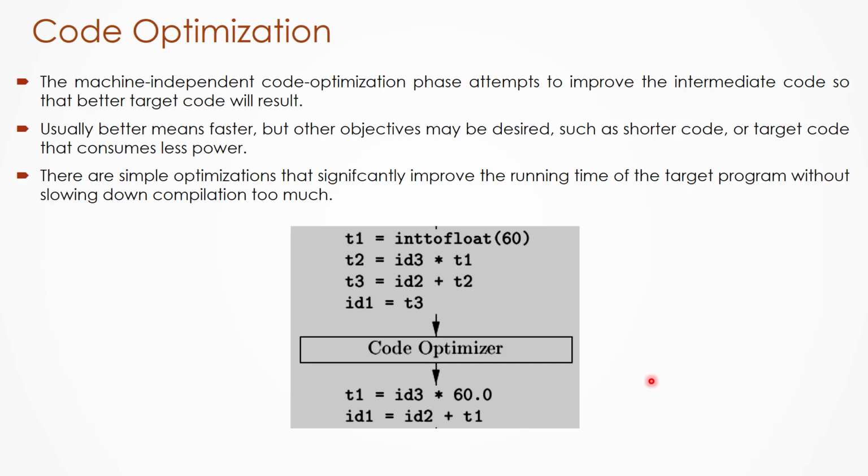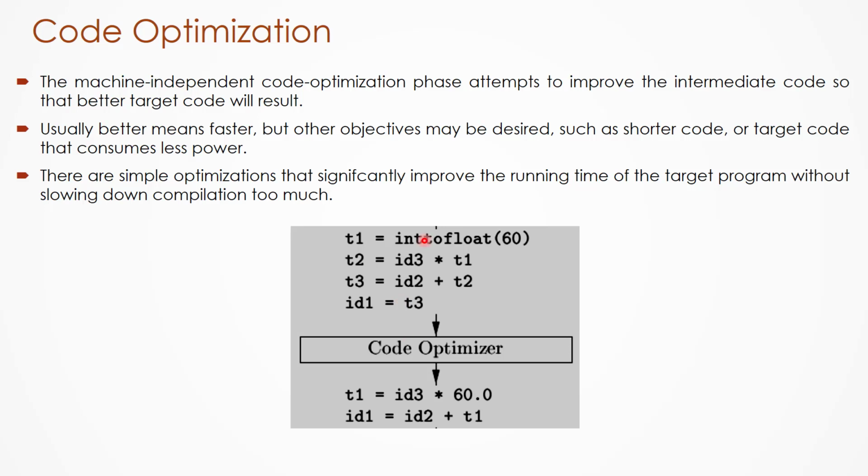So next is code optimization. The machine independent code optimization phase attempts to improve the intermediate code so that better target code will result. Usually better means faster, but other objectives may be desired, such as shorter code or target code that consumes less power. There are simple optimizations that significantly improve the running time of the target program without slowing down compilation too much. So this intermediate representation is given to the code optimizer.